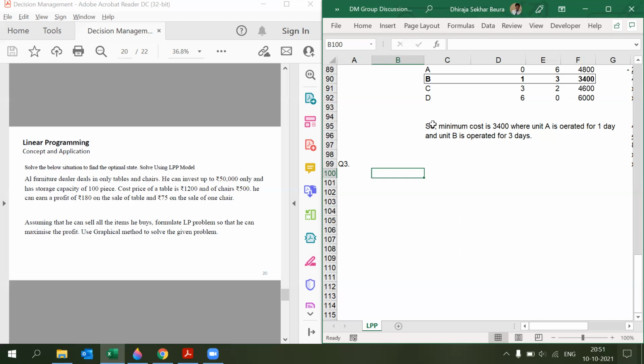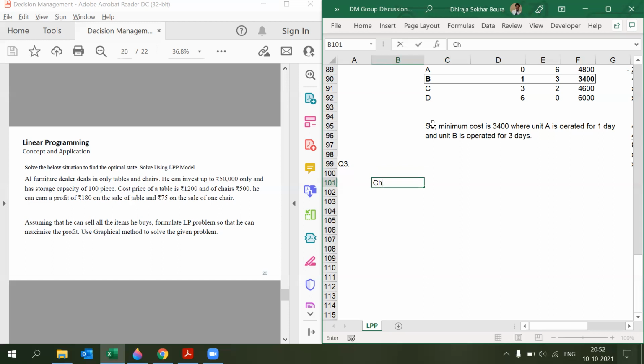Cost price of a table is 1200 and of a chair 500. Is this a constraint? Is this objective? It's a constraint. It's just a number given, the coefficients of the constraint equation. Absolutely, you are right. So again, related to the constraint only. Then he can earn a profit of 180 on the sale of a table, 75 on the sale of a chair. Constraint or objective? Objective. Perfect.